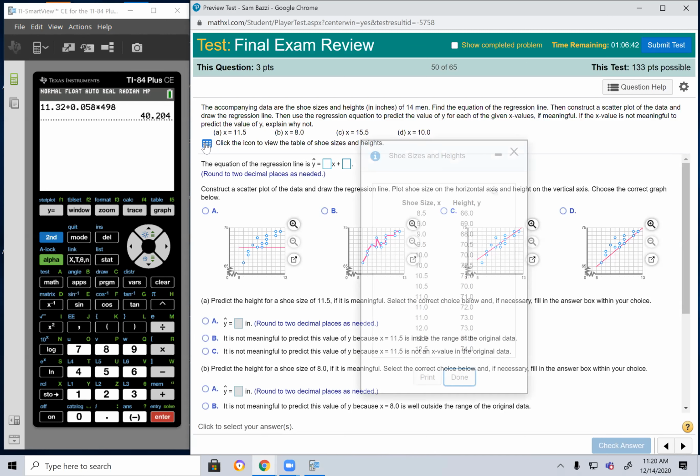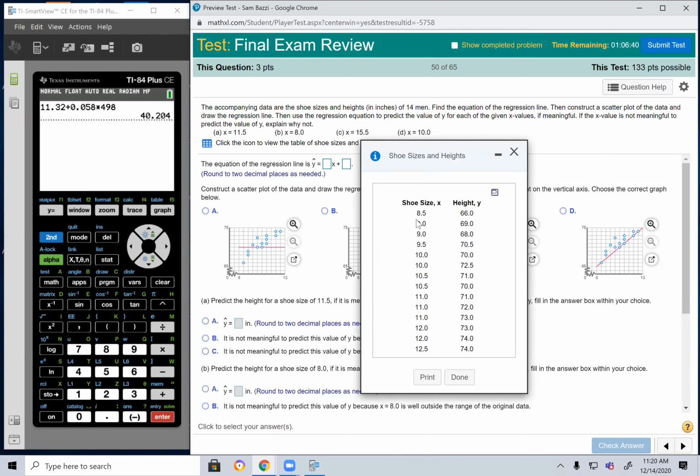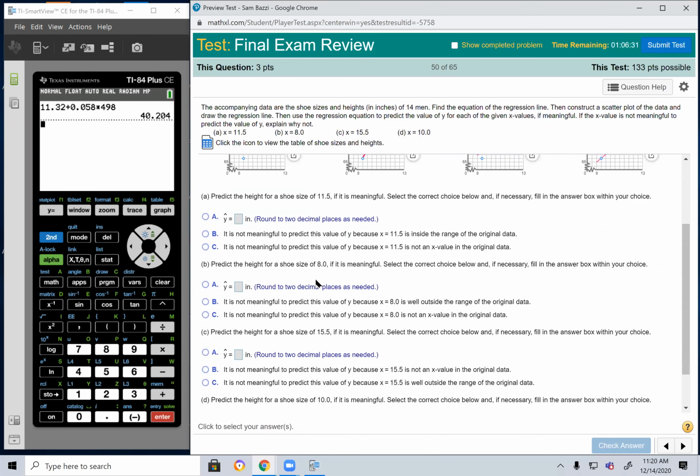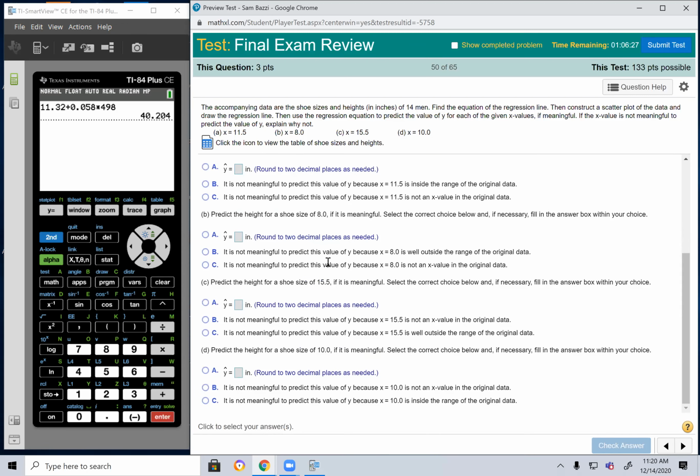Let's see, what's the table here? So we got from 8.5 to 12.5. So this is okay, 11.5, you can compute it. 8, no, because that's not meaningful, it's outside of the range. 15.5, it's not meaningful, it's outside of the range. 10 is okay.